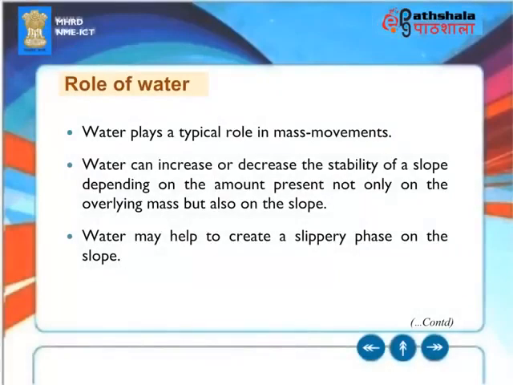Role of water. Water plays a typical role in mass movements. Water can increase or decrease the stability of a slope depending on the amount present, not only on the overlying mass but also on the slope. Water may help to create a slippery phase on the slope.